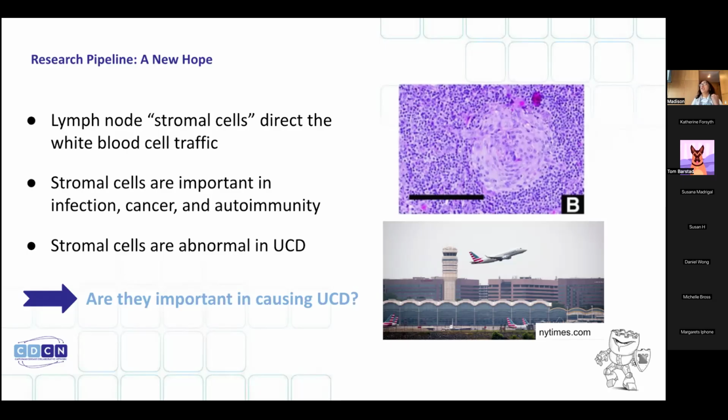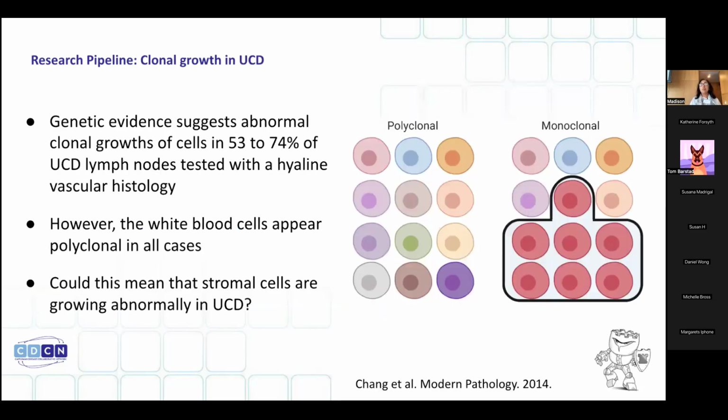What we don't know is the chicken and the egg. Are they abnormal because something about the Castleman's makes them abnormal, or are they abnormal and that is producing the Castleman's pathology? And so our research is trying to figure that out. What we know is that some of these cells have this hyaline vascular pathology or histology. What that means is it looks like an onion. Like if you cut an onion on its side, there's this onion skinning pattern to them. But the white blood cells in that sample are polyclonal. They come from all different places, right?